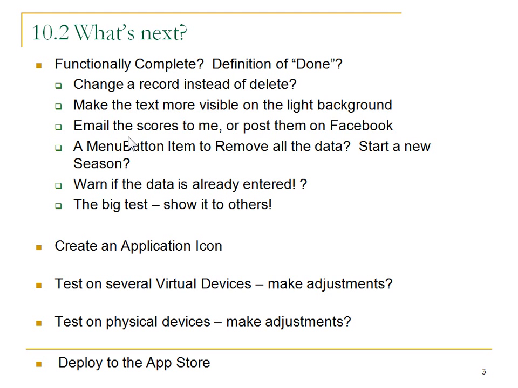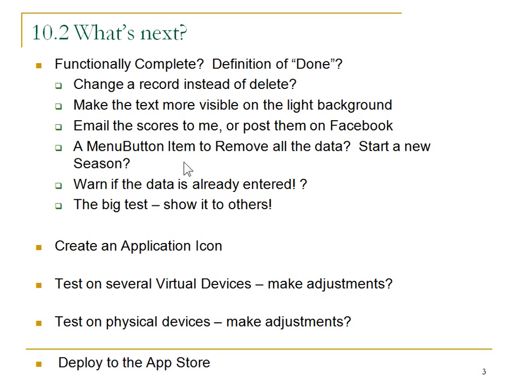Other features that we could have added to the application so far. This one is one that's kind of interesting to me. Email the scores to myself, or maybe post them on my Facebook page. When you take a picture with your mobile phone, one of the things you can do is you can share it directly on your Facebook page. So why not post your bowling scores, and all of your Facebook friends can jeer at you for bragging about how good a bowler you are. A menu button to remove all of the data.